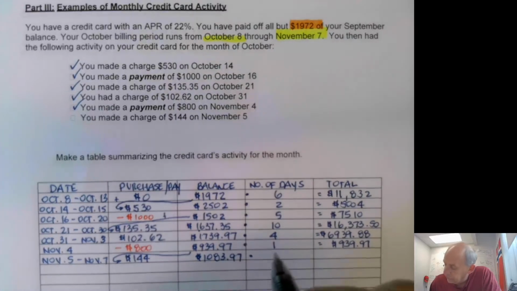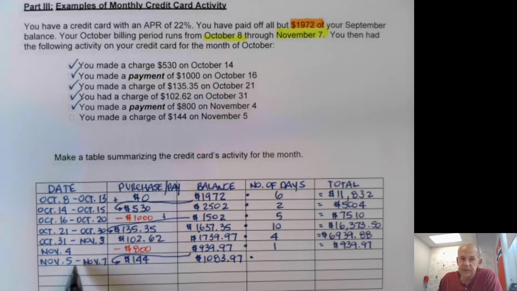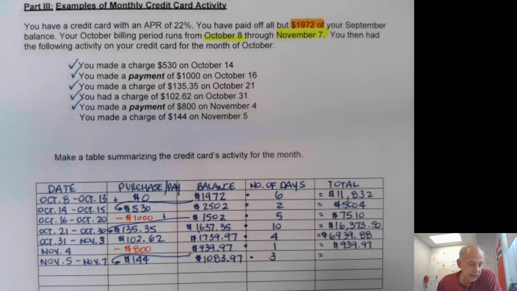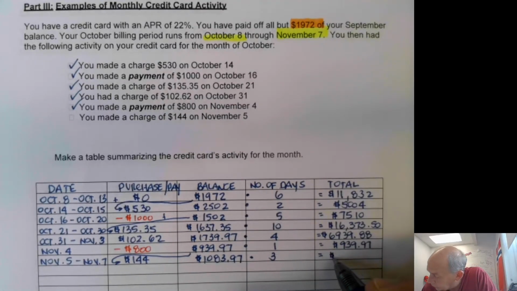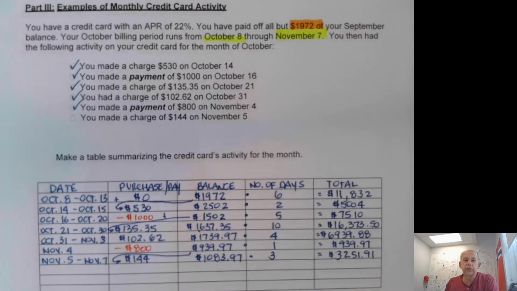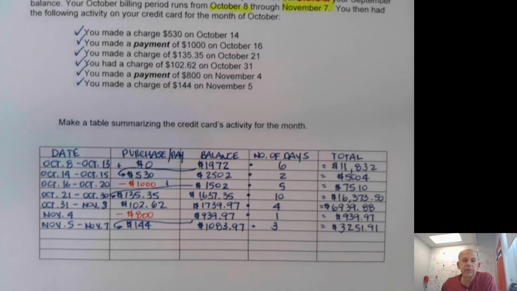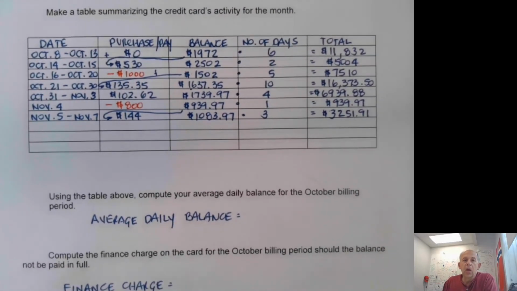$1,083.97 for 3 days, the 5th, the 6th, and the 7th. Multiply those three values together, and I'd have $3,251.91. And I'm done with the chart. Now, being done with the chart, we have a couple of options to do with our credit card.